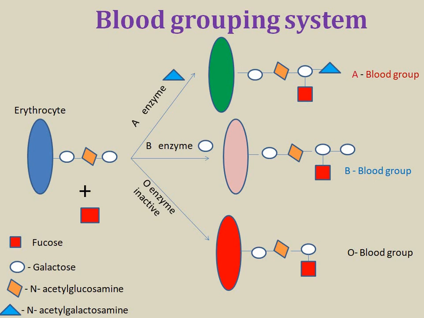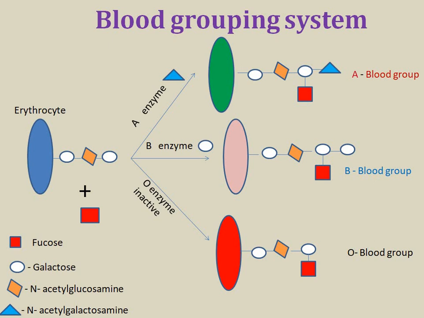For example, erythrocytes bind with galactose, N-acetylglucosamine, galactose, and N-acetylgalactosamine. So this blood group is known as the A blood group. Erythrocytes join together with galactose, N-acetylglucosamine, galactose, again galactose also linked with fucose and galactose. So this blood group is known as the B blood group.